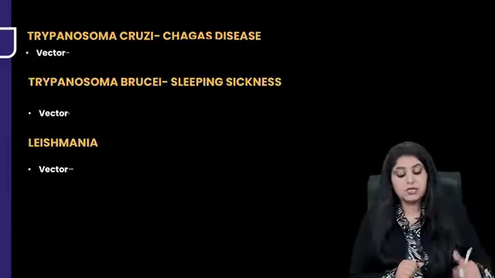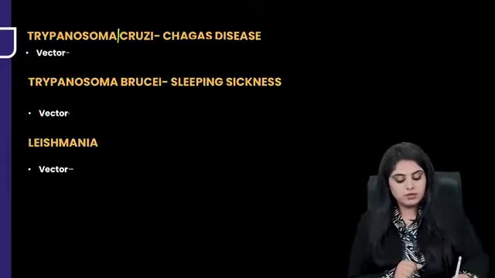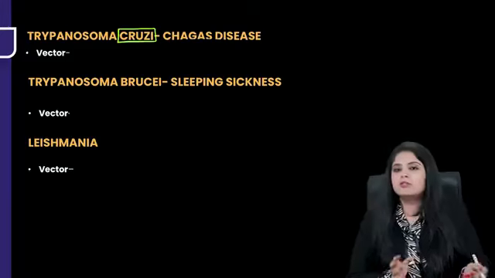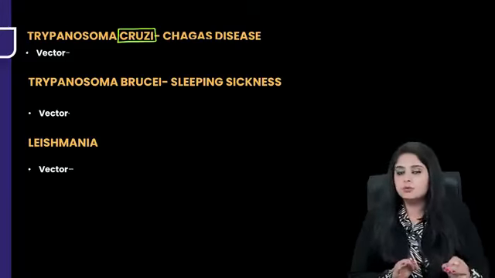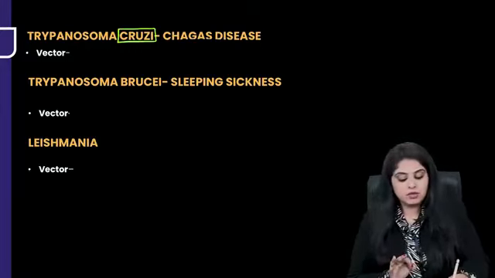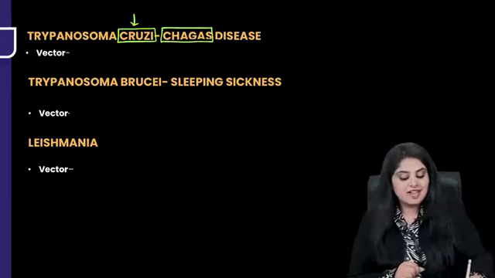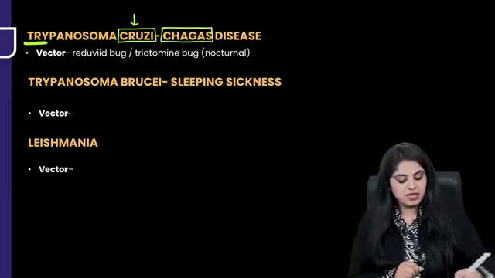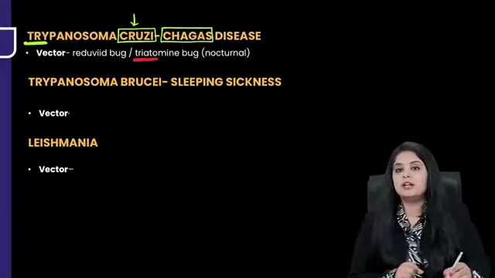Now let's go forward. Which insect am I talking about? When you say Trypanosoma cruzi, cruise, living the life on a cruise, a super duper life, that will remind you of Anil Kapoor and his dialogue Jhakas. So remember, going on a cruise means a Jhakas life. That is going to be Chagas disease, and the vector is the triatomine reduviid bug.